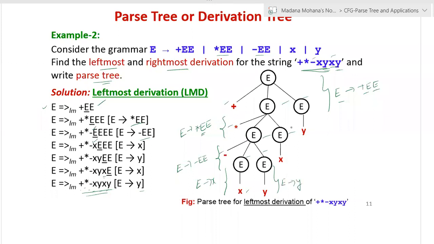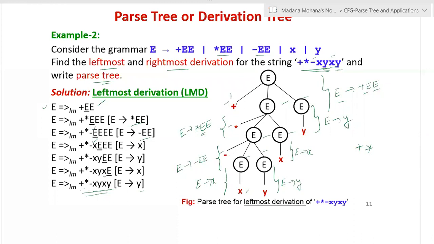Then next, the leftmost variable is replaced by x, using the production E derives x. Then we have only one variable, which at the end is replaced by y, using the production E derives y. Now you can see, take all leaf nodes from left to right, excluding null. The first one is here, you can see plus. The second leaf node is asterisk. Then the third leaf node.